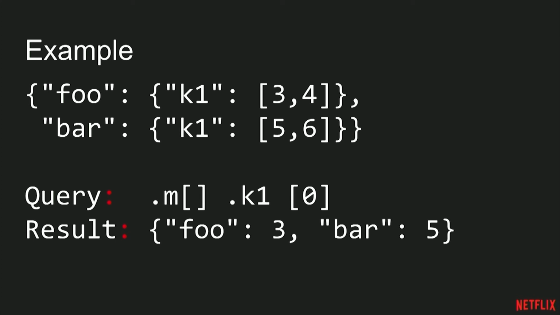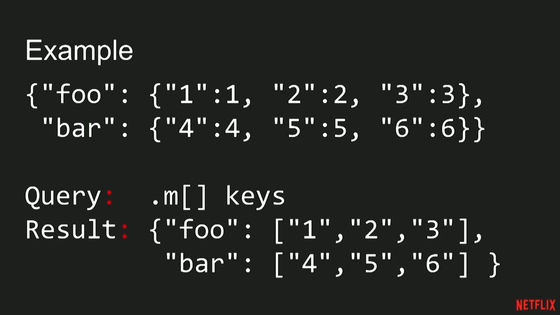So in this case, we'll get the map back, foo to 3 and bar to 5, because we dug into that map and gotten the first element out of that array. And one more, grabbing the keys out. The values here are just these maps of the string representation of a number to the number, 1, 2, and 3, 4, 5, and 6. So if we want to just get the keys out, we'll get back a map that has foo to 1, 2, and 3, and bar to 4, 5, and 6. And we'll still have, so we have that information now, and we can do what we want with it.